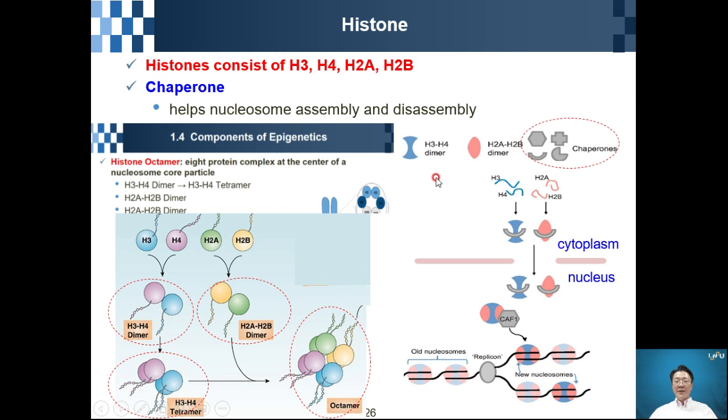Okay. So this is the chaperone. First of all, the chaperone binds to the H3 histone protein and H4 histone protein. After that, they will help the assembly of the H3-H4 dimer. And finally, this chaperone also helps H3-H4 tetramer making. How about this chaperone? This chaperone helps the H2A-H2B dimer making like this.